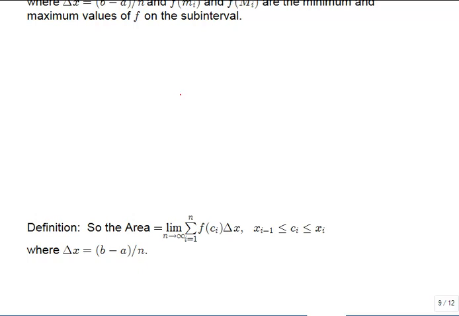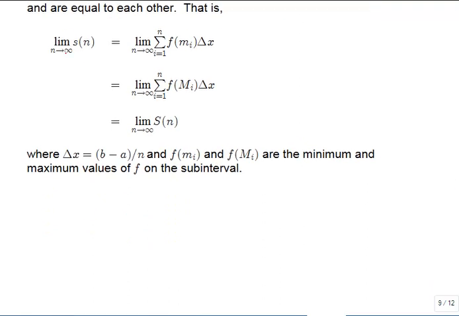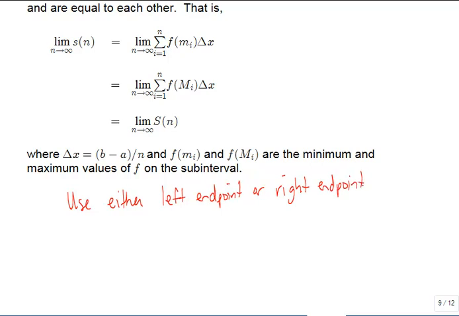So the significance of this is that when you take the limit as n goes to infinity, this will turn into your true area. And what this theorem tells us is that since the lower and the upper sums are going to equal each other in that limit, it doesn't matter which endpoint you use. So you can use either the left endpoint or the right endpoint or something else entirely. And in the limit, it will give you the true area, and it doesn't matter which method you use, just use whatever's easiest for you.